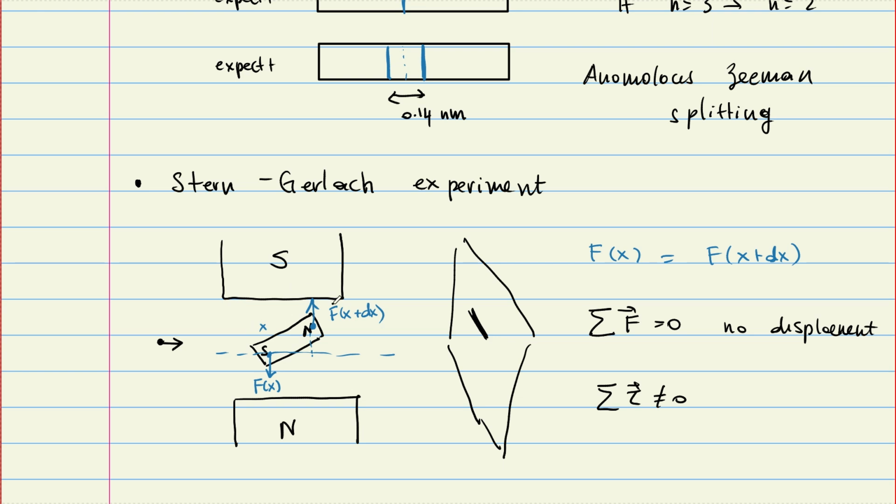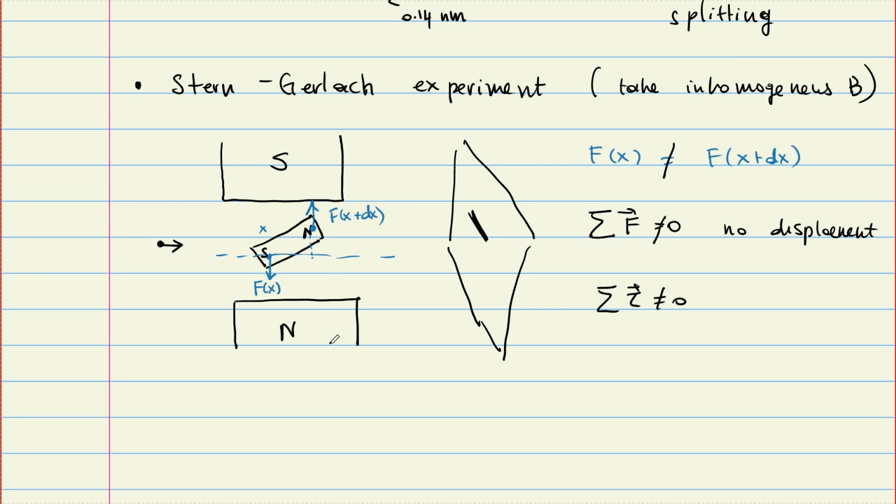However, if I do an inhomogeneous magnetic field, inhomogeneous B, what this says is that B at the location of x is different from B at the location of x plus dx. In that case, are they equal or unequal? They are going to be unequal. In that case, there will be a net force, and as a result, this net force is going to push particles up or down. And now we have to determine how they should be deflected.